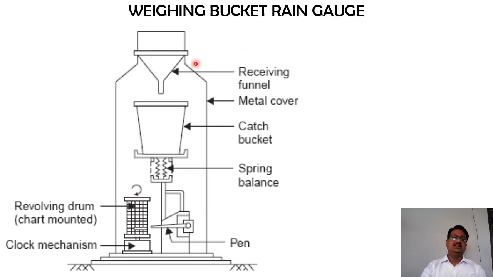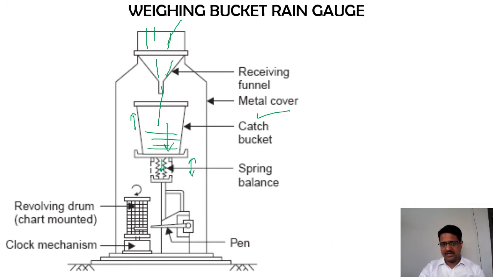Now the next thing is, let us check out the working principle for this. Let us say this is the receiver. Rainfall occurs, and from the receiver it enters this funnel and starts collecting in this catch bucket. As the water is collected here, the weight of this bucket will increase. Because of that weight, the spring will get compressed, because you are putting a weight from the top.